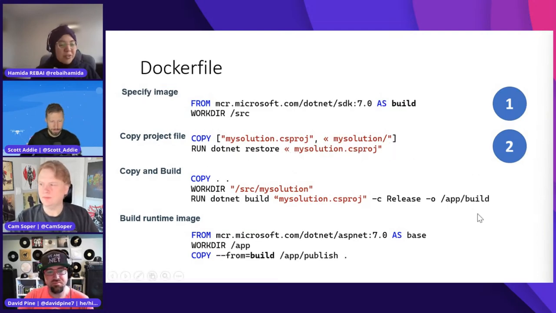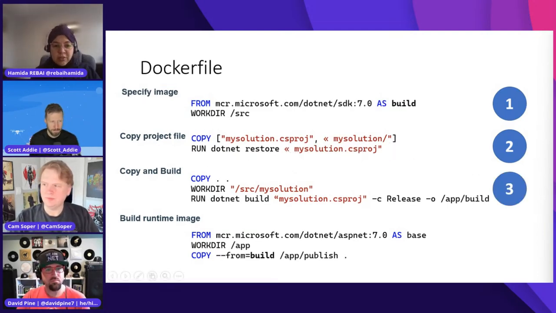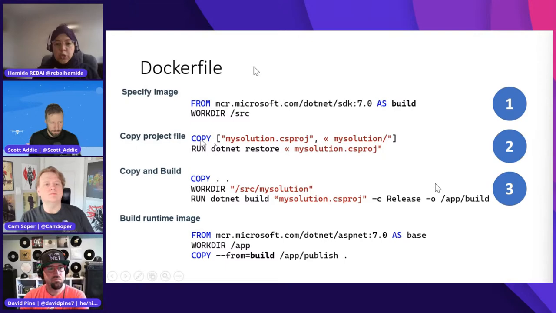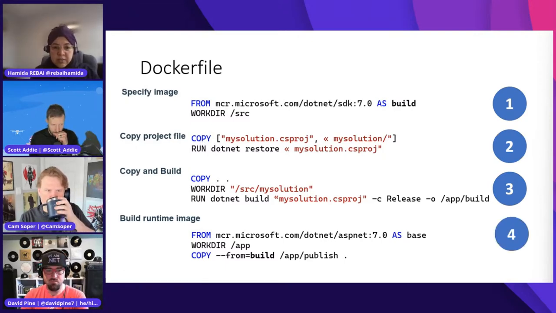So the third step, we will copy and build here. We need to copy our application files and we'll build our application. So we start by specifying the image, we copy the project files, and now we'll copy and build our application. And we have another instruction here, as you can see. Again, we need to specify the image and our working directory here.